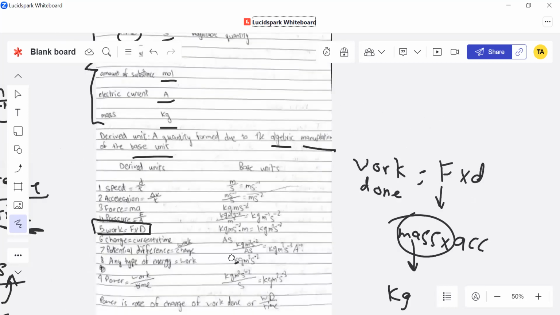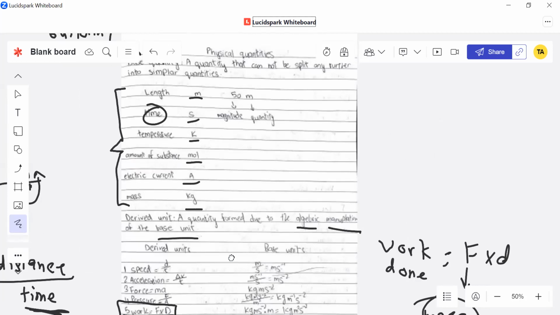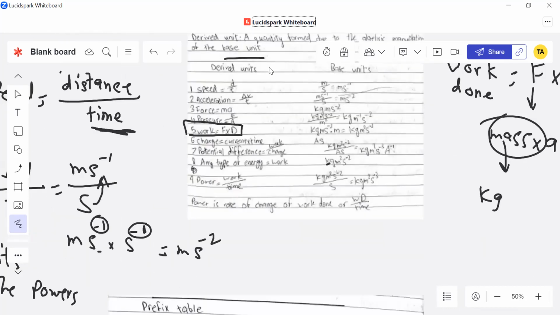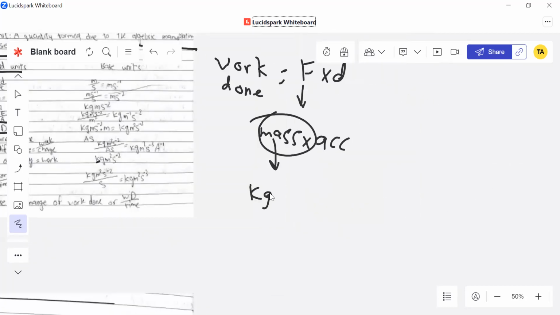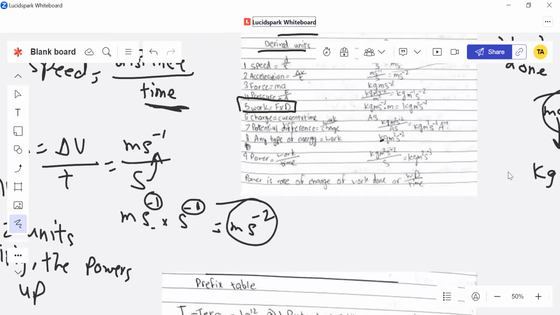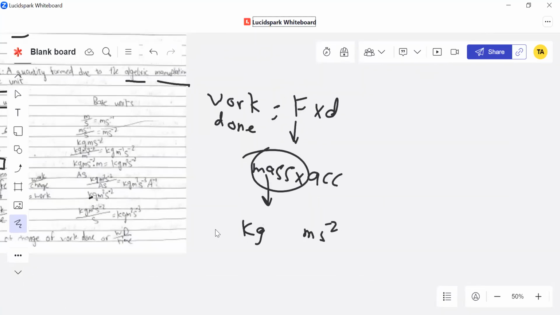Remember, there are only six base units in physics. The six base units, you need to memorize them. But all of these, right? Speed, acceleration, force, pressure, all of these are derived units. So acceleration is not a base unit, it's a derived unit. And the formula for acceleration was ms^-2. I did it just right here. Acceleration is ms^-2. So I get kg into ms^-2, right? So this is the base unit for force, kg ms^-2.